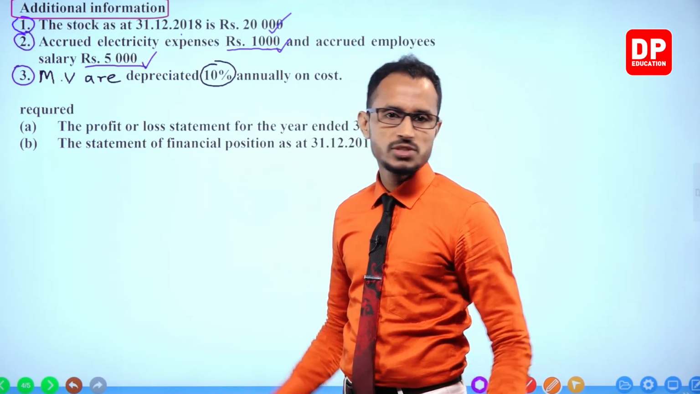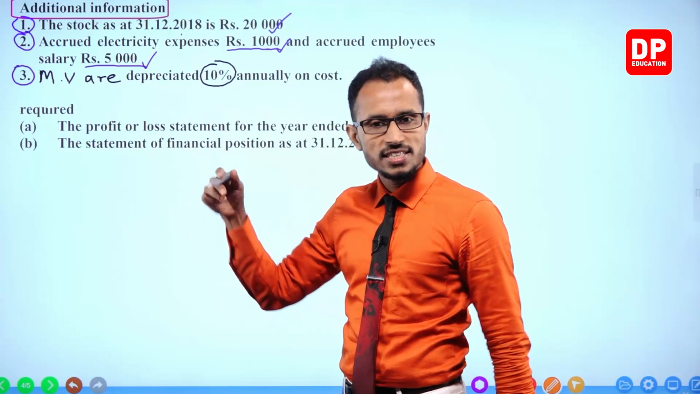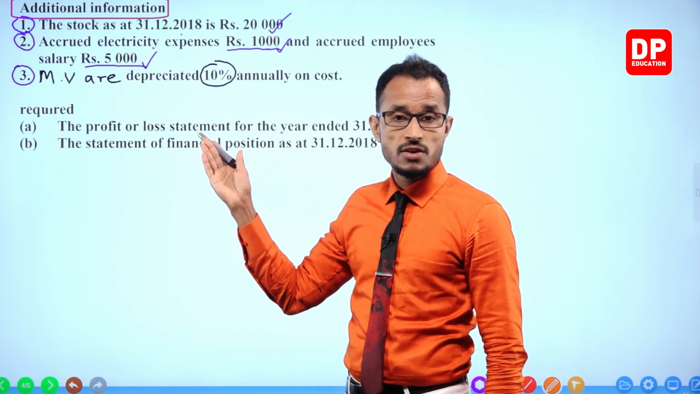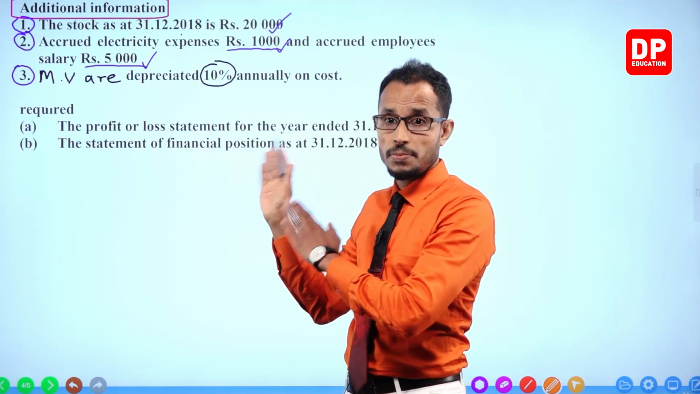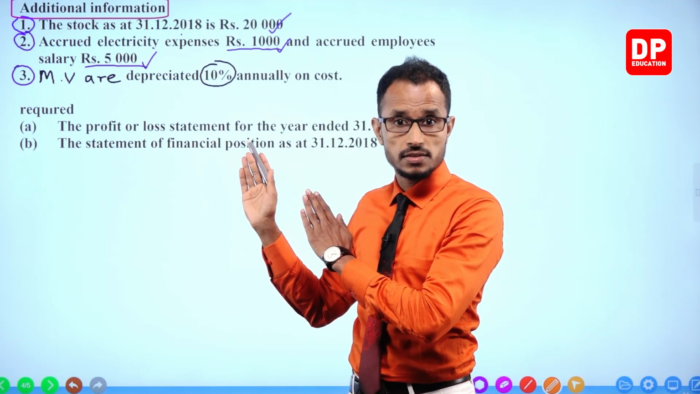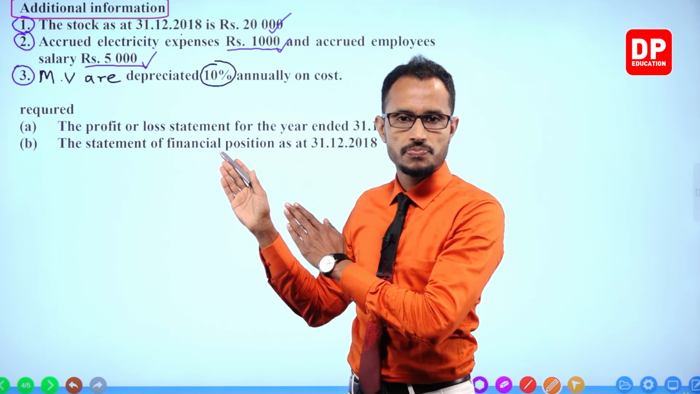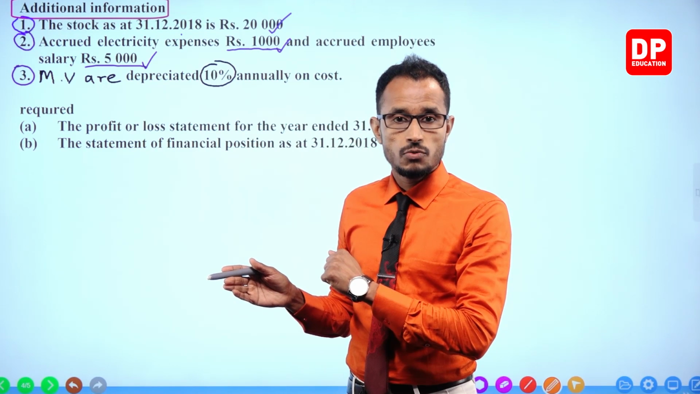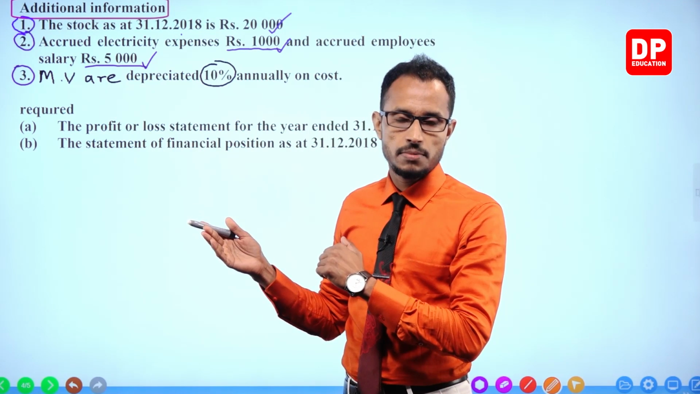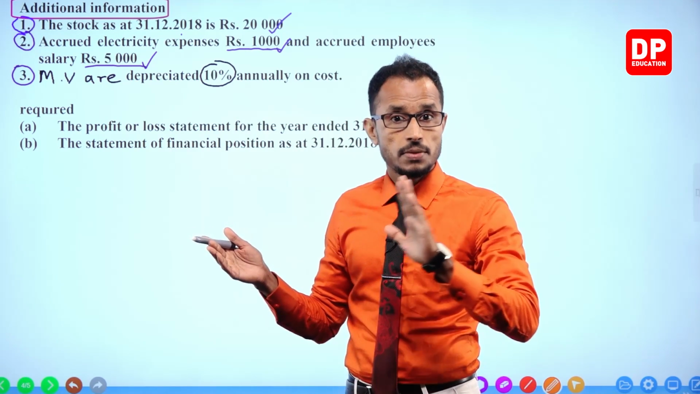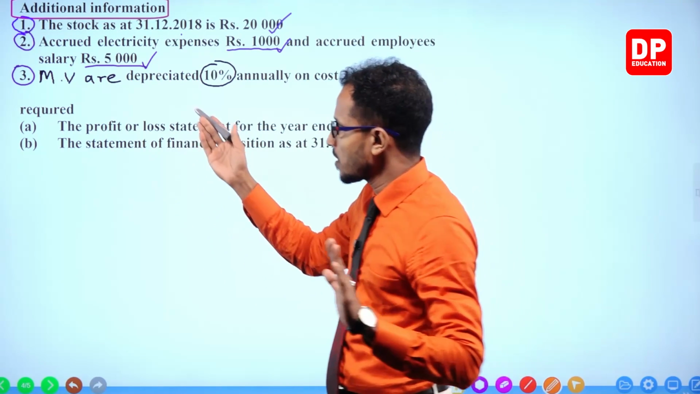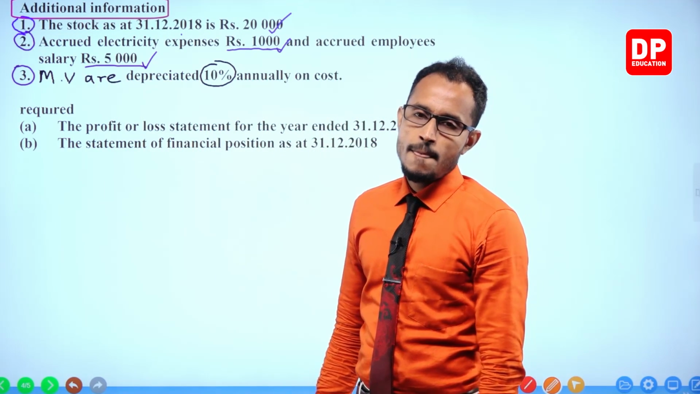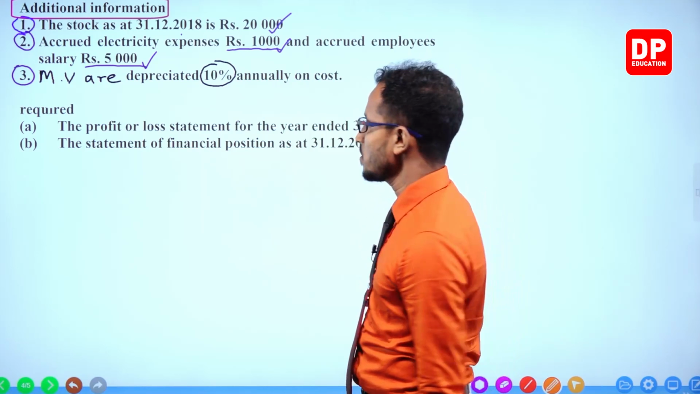Yep, now it's okay. I checked the Sinhala medium paper, the same paper in Sinhala medium. We have the Sinhala medium paper also in DP. It's uploaded now on YouTube. That is done by Chaturanga sir, right? I checked that Sinhala medium paper, and it is correct. Motor vehicles are depreciated 10%. All right.